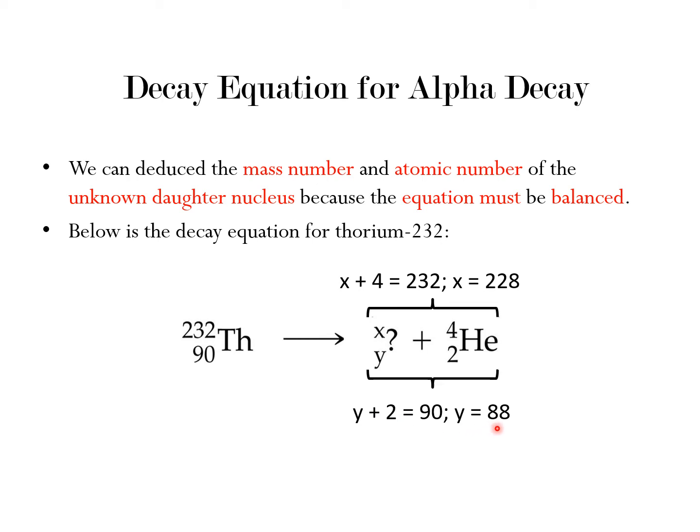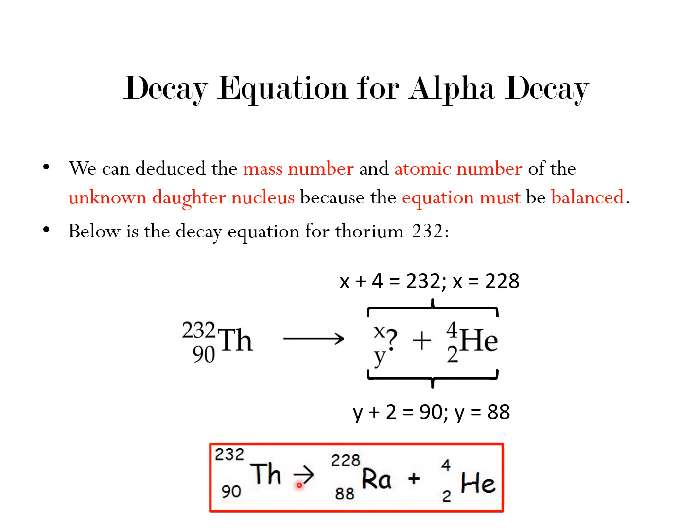To know which element the unknown daughter nucleus belongs to, we can refer to the periodic table. So the unknown daughter nucleus for thorium-232 is radium-228.